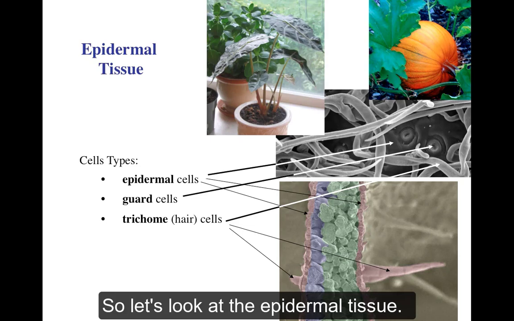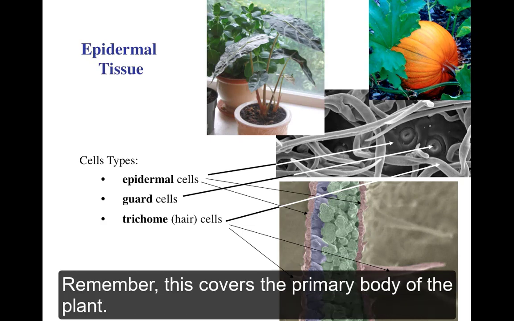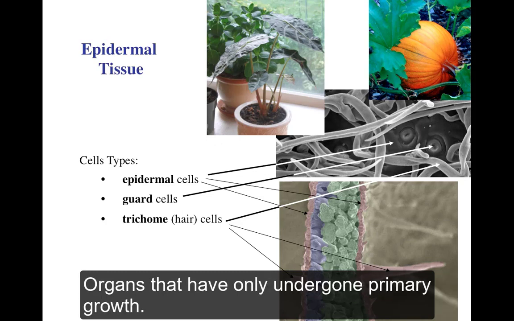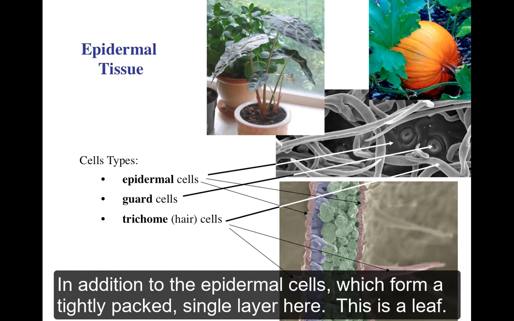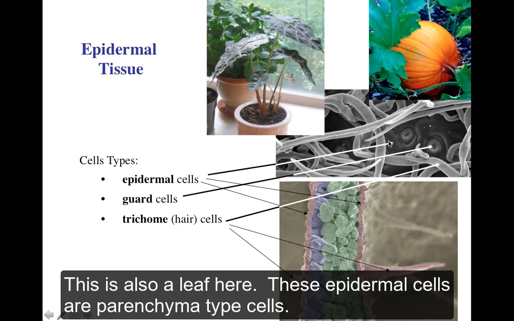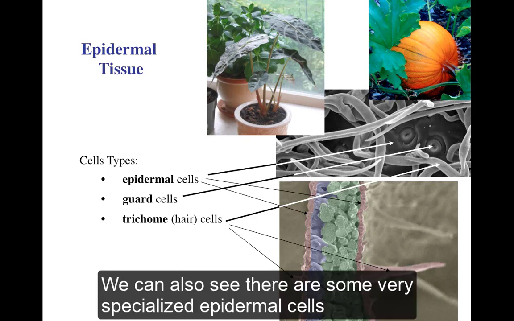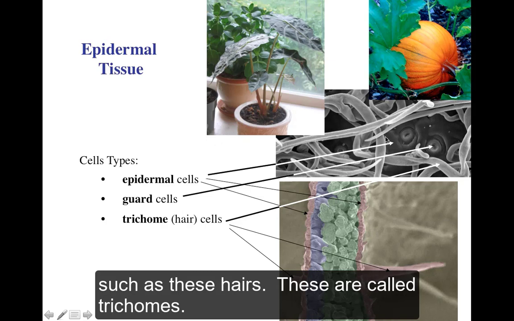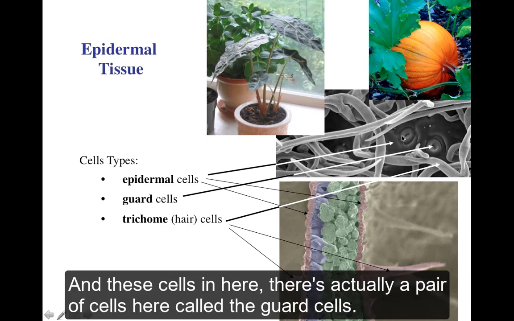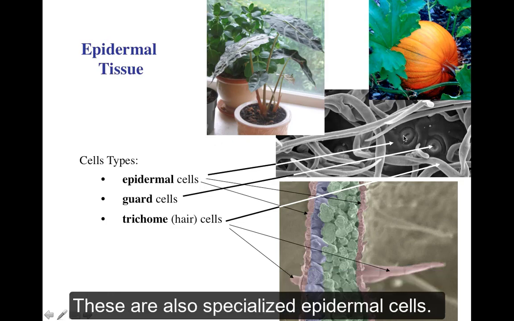So let's look at the epidermal tissue. Remember, this covers the primary body of the plant, organs that have undergone only primary growth. In addition to the epidermal cells, which form a tightly packed single layer here, this is a leaf. This is also a leaf here. These epidermal cells are parenchyma-type cells. They're alive at maturity. We can also see that there's some very specialized epidermal cells, such as these hairs. These are called trichomes. And these cells in here, there's actually a pair of cells here called the guard cells. These are also specialized epidermal cells.